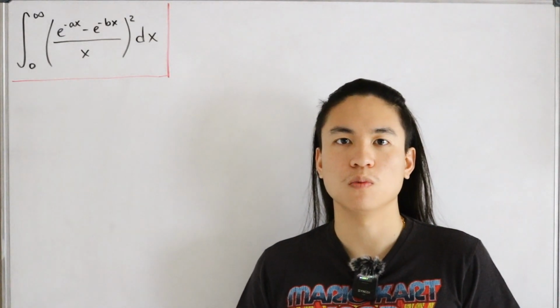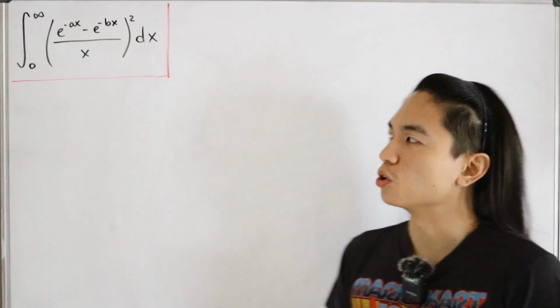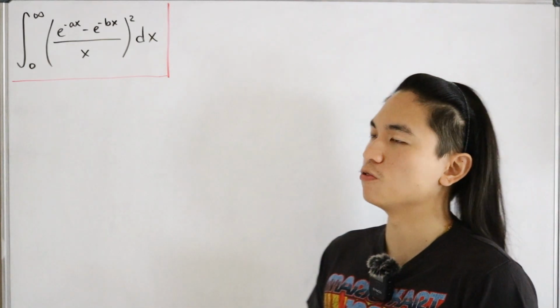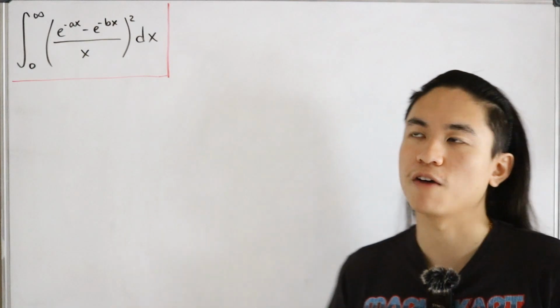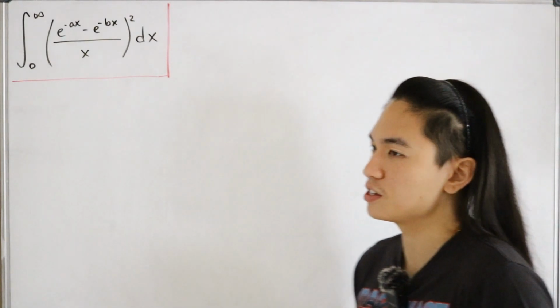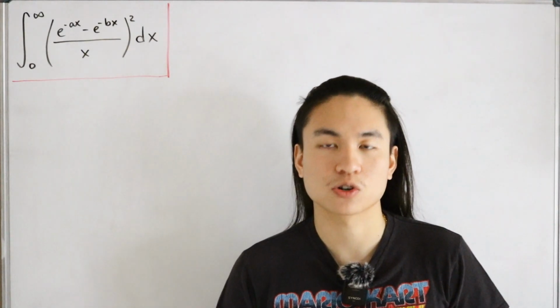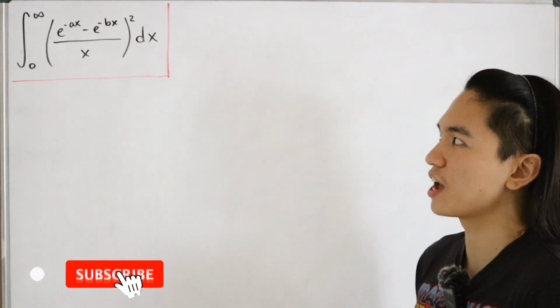Okay, so welcome back to another video. So here we have a special improper integral from 0 to infinity of, in our integrand, e to the negative ax minus e to the negative bx divided by x, quantity squared, and then dx.